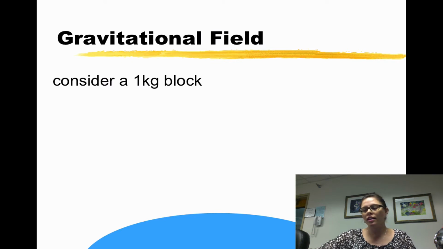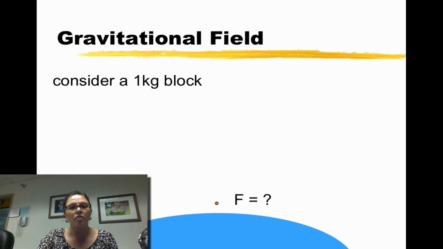So let's think. This is the Earth right here. So this blue hemisphere down here is the Earth. And let's consider a 1 kilogram block. So if the 1 kilogram block is close to the surface of the Earth, what force will that block feel from the Earth? Right, it'd be the weight of that block. The weight of the block is 10 newtons, mg. So let's use 10 for gravity. So since m is 1 and g is 10, the force is 10 newtons down towards the Earth.